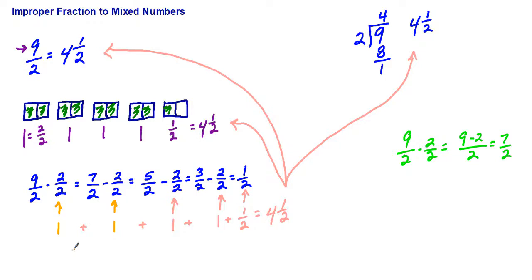Okay, so let's go ahead and try another one together. Let me jump over a page here. And let's try, how about 8 thirds? That is an improper fraction. We're going to change that to a mixed number. So let's start with our boxes.